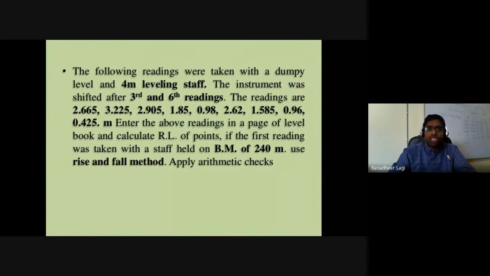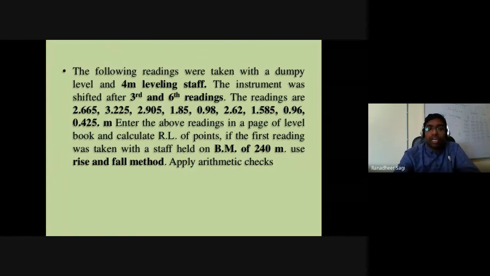Okay. So what is given here? The following readings were taken with a dumpy level and 4-meter leveling staff. The instrument was shifted after 3rd and 6th reading. The readings are given. Okay, how many readings? 1, 2, 3, 4, 5, 6, 7, 8, 9 readings are there totally. Enter the above readings in a page of level book and calculate the RL of points. If the first reading was taken with a staff held on benchmark of 240 meters, use rise and fall method and apply the arithmetic checks. Okay, this is all the data which is given to you.